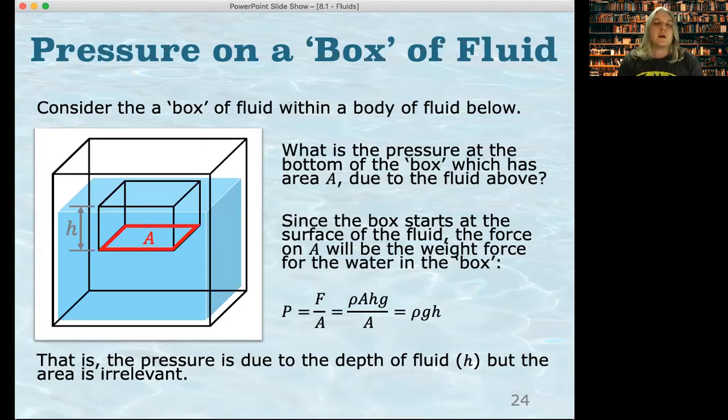So do take the time, if you didn't quite follow that reasoning, to work through that equation, this one on slide 24 here. Work through it and make sure you understand how we get out that result, rho gh. Right, so the point you want to take away is that the pressure in a fluid depends only on the depth h. This is in an incompressible fluid.